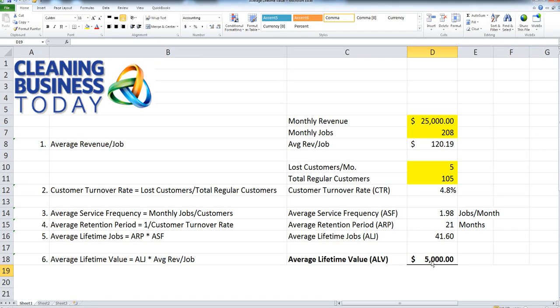Knowing that number, it gives you some good insight as to what measures you would want to take to save an existing customer, or how hard you would want to work and how much money you would want to spend in advertising and sales to gain a new customer.